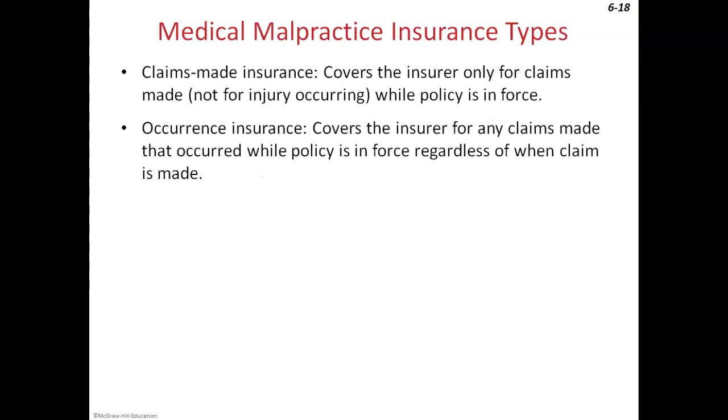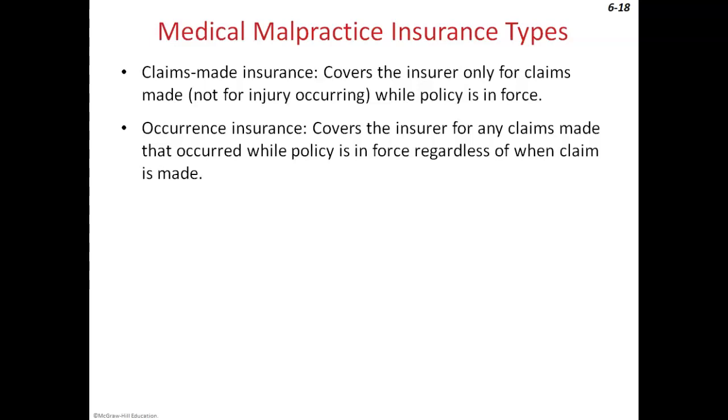Medical malpractice insurance comes in two types, the first of which is claims-made insurance. This covers the insurer only for claims that are made while the policy is in force. It does not cover injuries occurring during the policy, just if the claim is made while the policy is in force. The opposite side of this is occurrence insurance. This covers the insurer for any claims made for injuries that occurred while the policy is in force, regardless of when the claim is made.